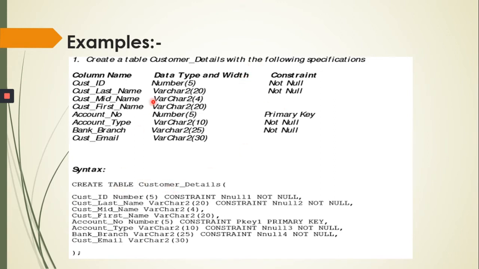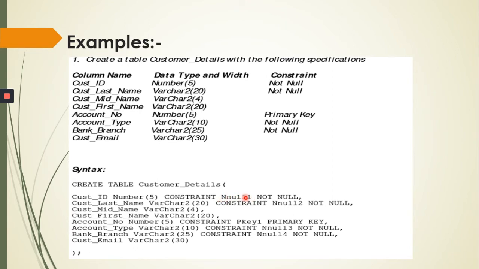So now we have to create the table customer details. Write create table, name is customer details, in brackets, first column is customer ID. So customer ID is the column name. After that we write the data type. The data type is number 5, number and size is 5. Now we have to add which constraint? Not null. So I am writing constraint here. Now I am giving the name, and null 1 is the name. It is not compulsory to write and null.